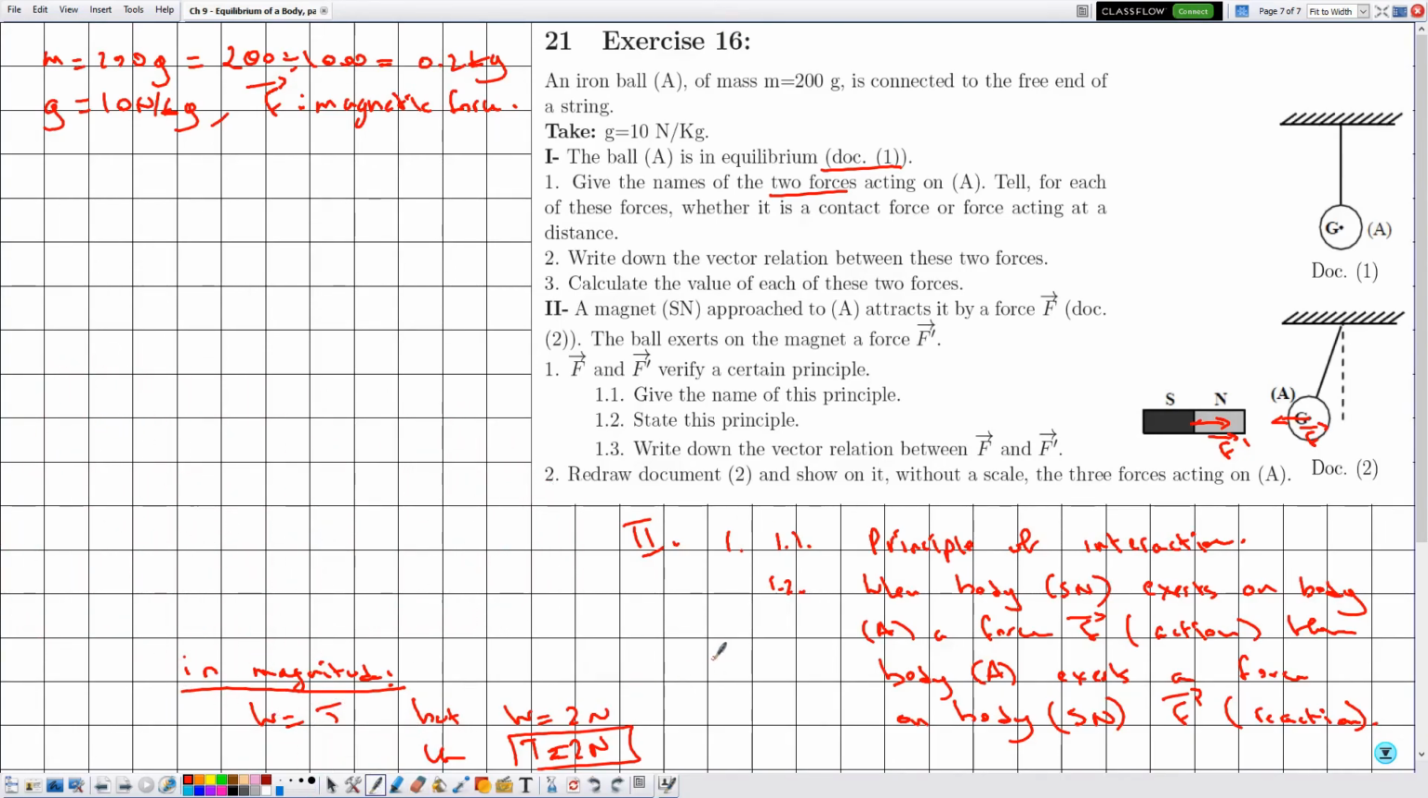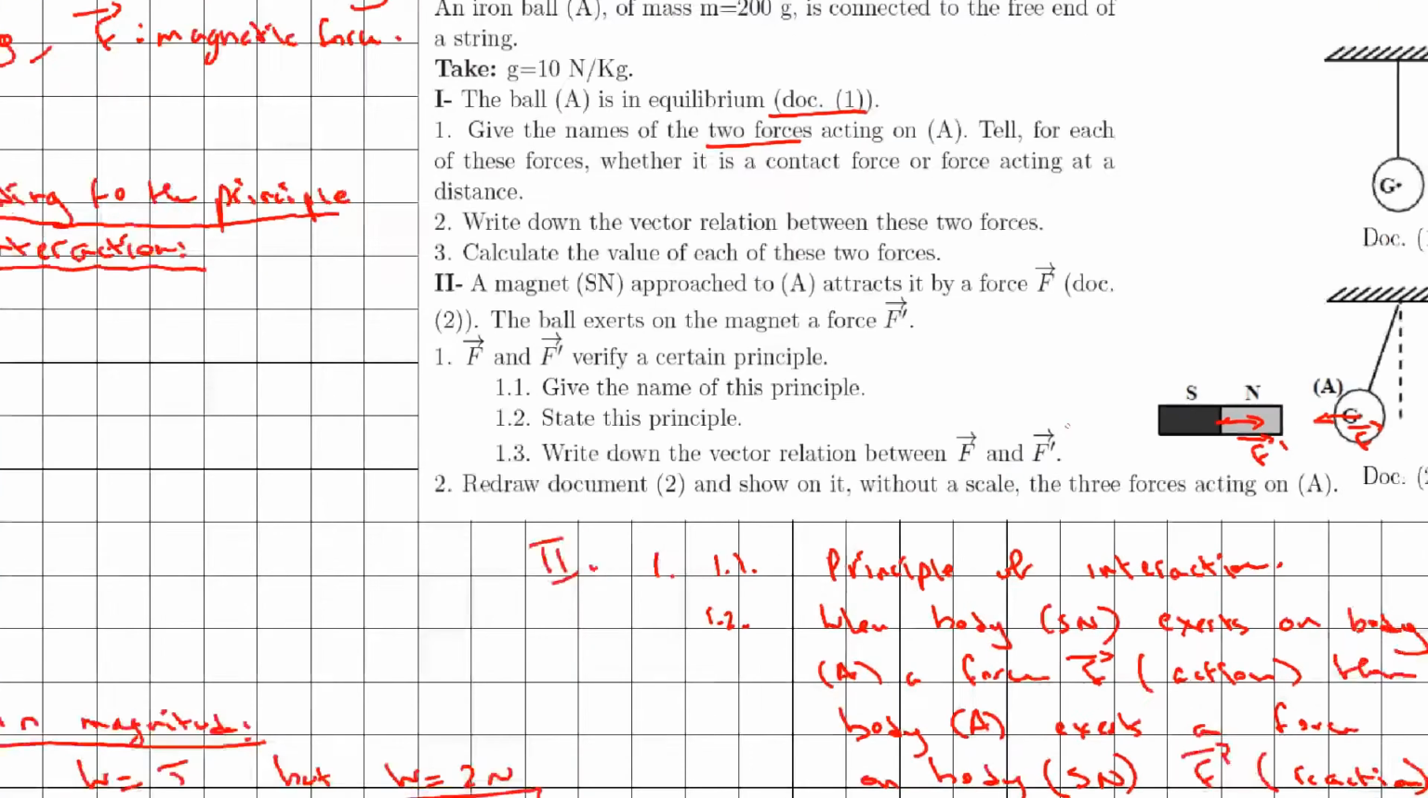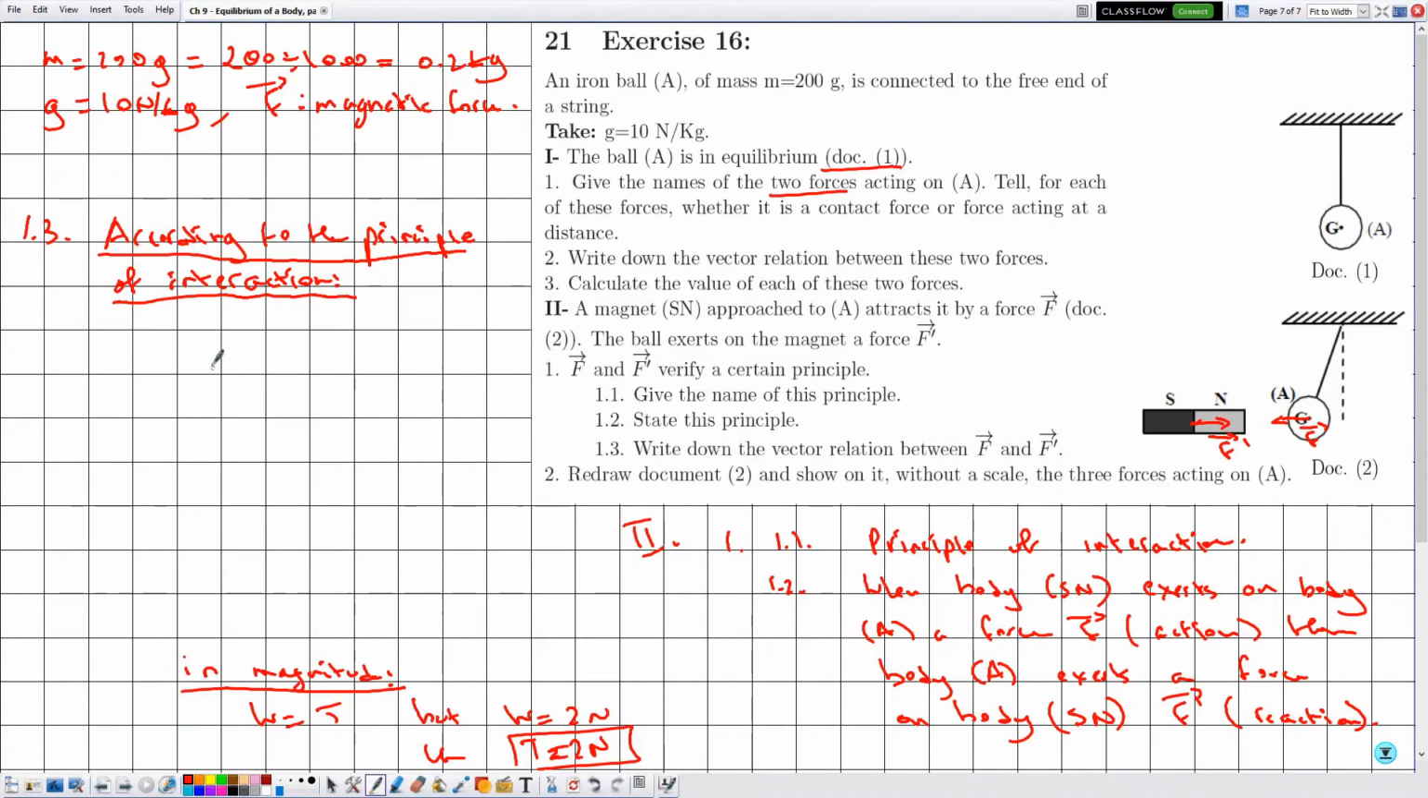Then in 1.3, write down the vector relation between F and F prime. Since these are related to each other and we are talking about the principle of interaction, then we will write as a title: according to the principle of interaction. So what are the two forces that are involved in this interaction? They are given by F and F prime. So we have that F vector is equal to minus F prime vector.